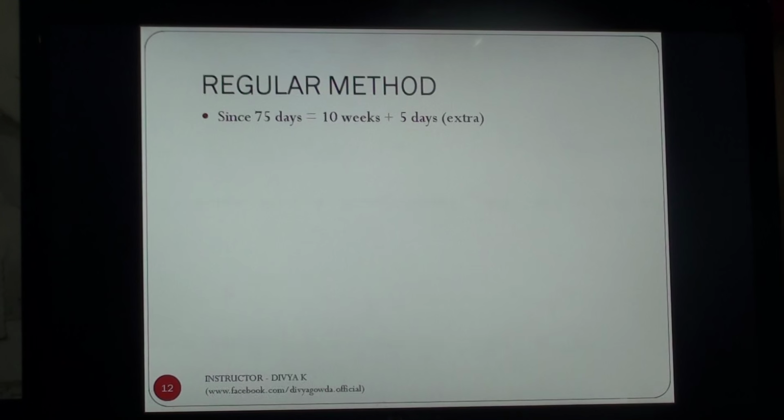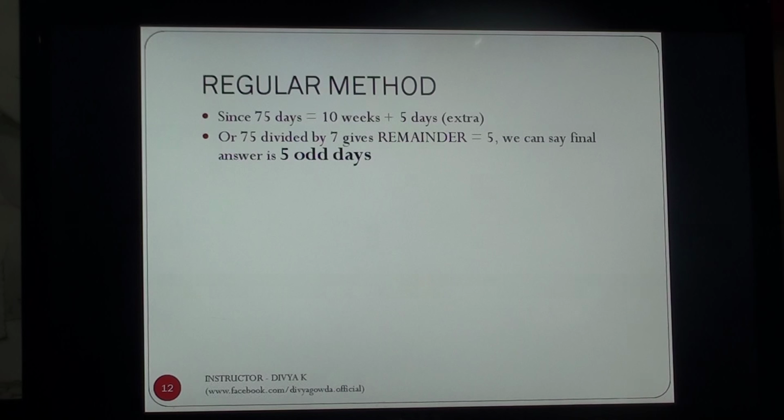Again, I can write 75 odd days as 10 weeks and 5 days extra, or you just take 75 divided by 7, you get some quotient as 10, remainder will be 5. Here the remainder is only important, so remainder is 5. So I can say the final answer is 5 odd days.